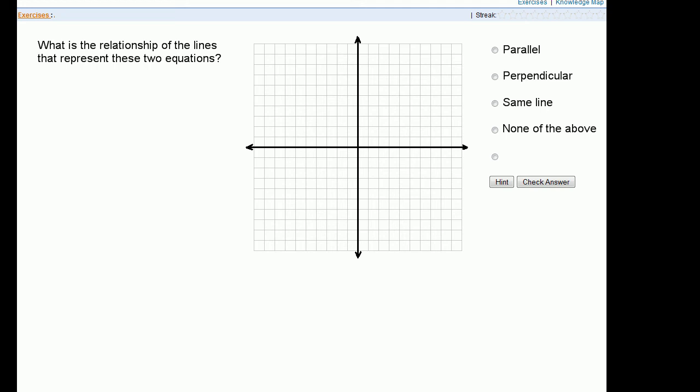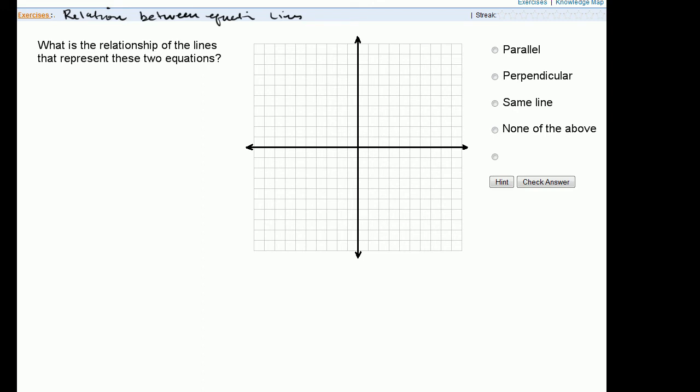This is the module for students to determine the relationship between lines that represent equations. So let's call it relationship between equation lines. You could think of something better, a better name for that. And we'll say, what is the relationship of the lines that represent these two equations? We'll give them two equations.